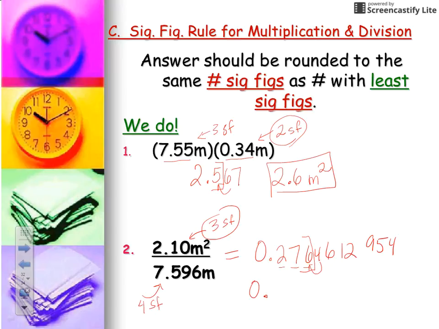So we're going to write our answer as 0.276. And the unit, meters, cancels with one of the meters here, leaving you with meter to the first power. And that answer would be rounded properly to 3 sig figs.